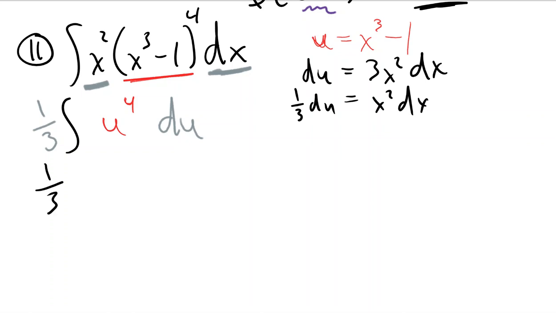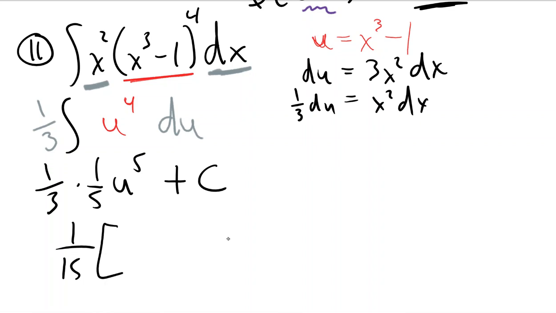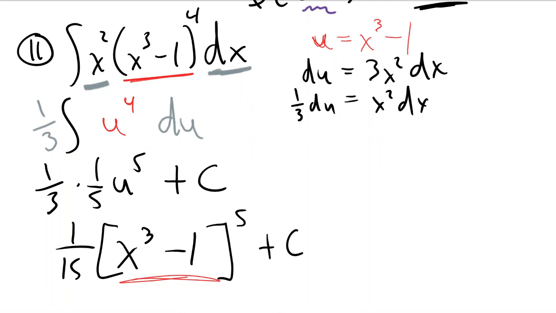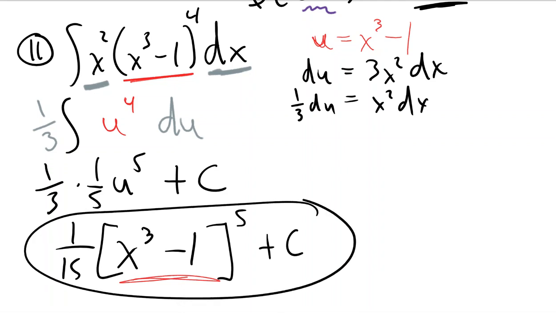But from here, we've been doing this type of integration. Raise the power by 1, divide by the new power. Don't forget to plus c, that could be a constant there. So it looks like your answer should be 1/15 u to the 5th plus c. Don't leave u in your answer. Plug your u back in at the end.